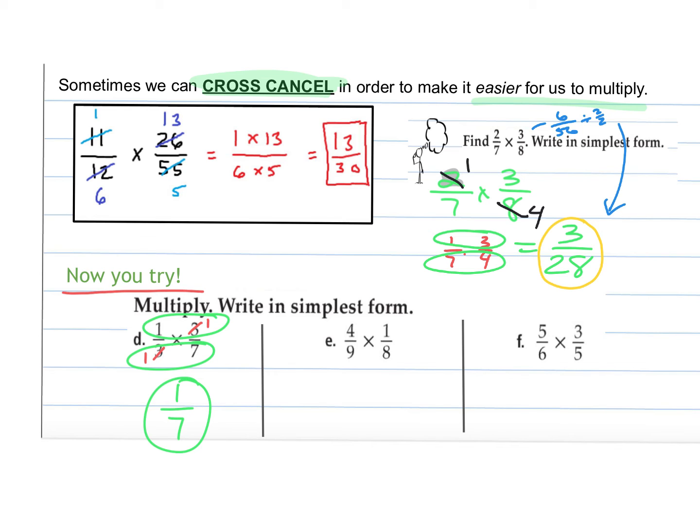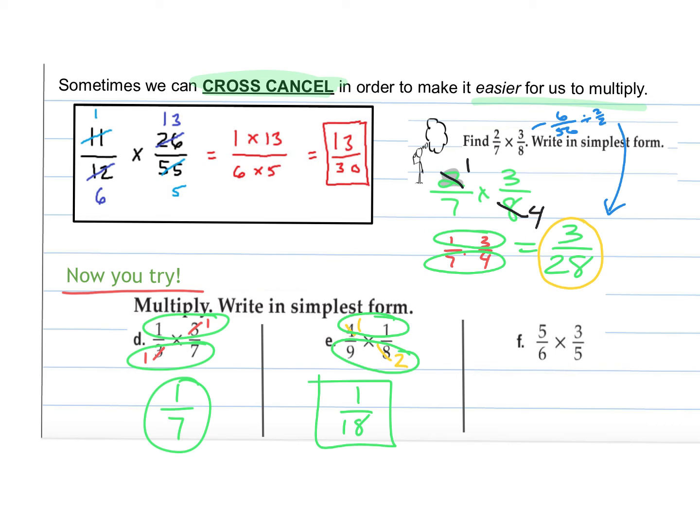Over here, I'm looking for 4/9, or about half of 1/8. So I see that 4 and 8 share a factor of 4. 4 goes into 4 once, 4 goes into 8 twice. So then I have 1 times 1, which is 1, 2 times 9, which is 18. So it just saves me the simplifying at the end.